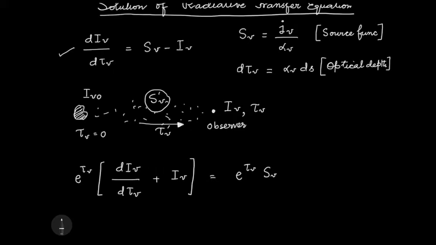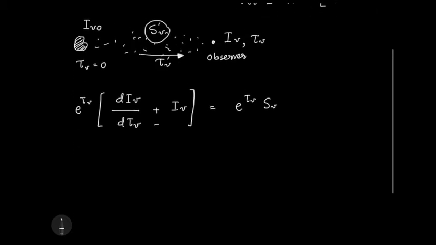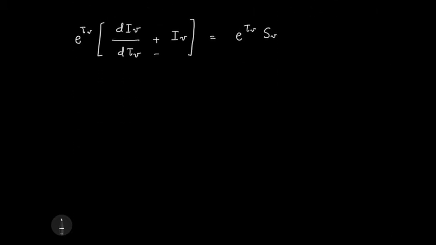So what I have done here is that I have brought that I nu, which was on the right hand side with a negative sign, to the left hand side, so it has become a plus sign, and multiplied both sides with e to the tau nu. So let's see how to manipulate this now. The left hand side I can write in the following way. I can write the total derivative of I nu e to the tau nu. The right hand side remains as it is.